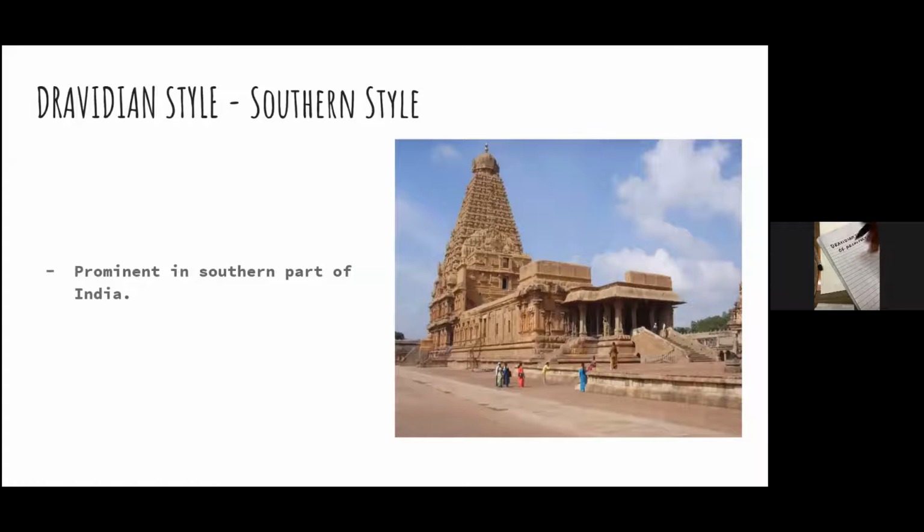Okay. So the Dravidian style of architecture is something which is very prominent in the southern part of India. Kindly mute yourself, kids.